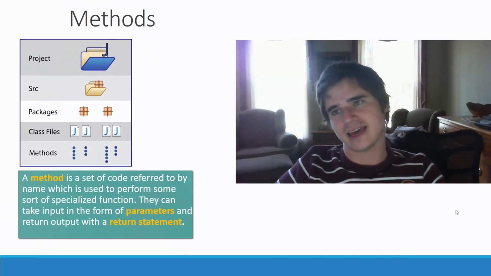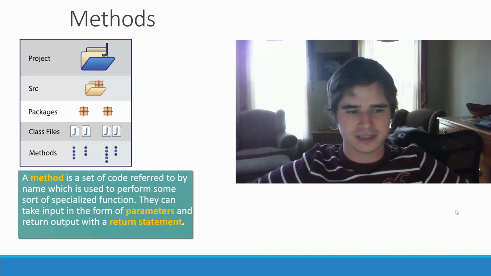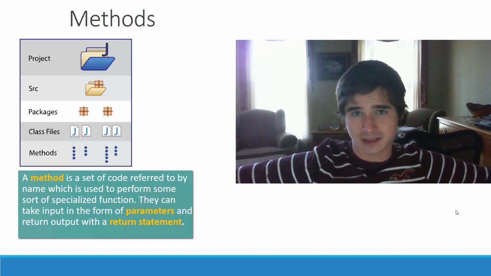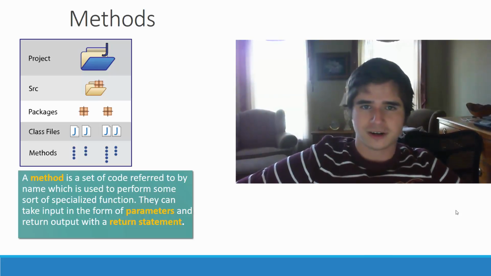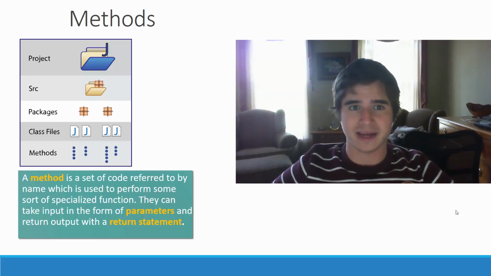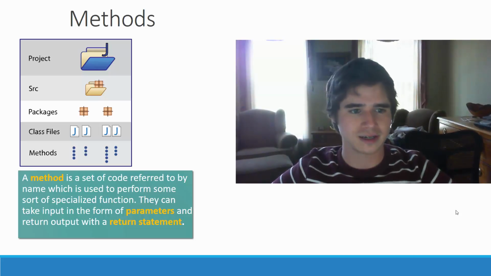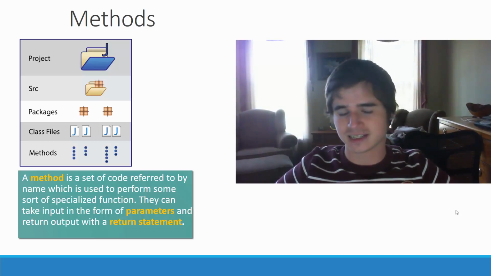So what is a method? Well, a method is a set of code referred to by name which is used to perform some sort of specialized function. So far we've been creating all of our code for our programs within the main method of a single class file within our Java project. We're going to expand on that in this section.